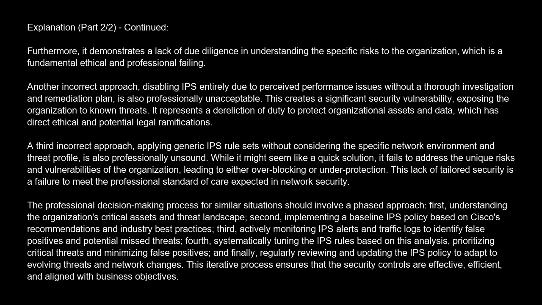The professional decision-making process for similar situations should involve a phased approach. First, understanding the organization's critical assets and threat landscape. Second, implementing a baseline IPS policy based on Cisco's recommendations and industry best practices. Third, actively monitoring IPS alerts and traffic logs to identify false positives and potential missed threats. Fourth, systematically tuning the IPS rules based on this analysis, prioritizing critical threats and minimizing false positives. And finally, regularly reviewing and updating the IPS policy to adapt to evolving threats and network changes. This iterative process ensures that the security controls are effective, efficient, and aligned with business objectives.